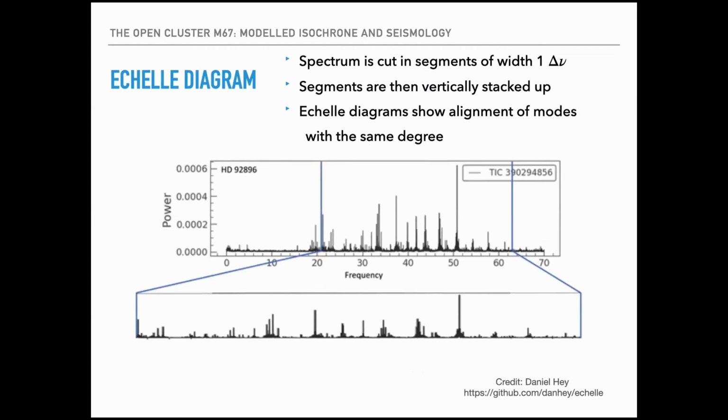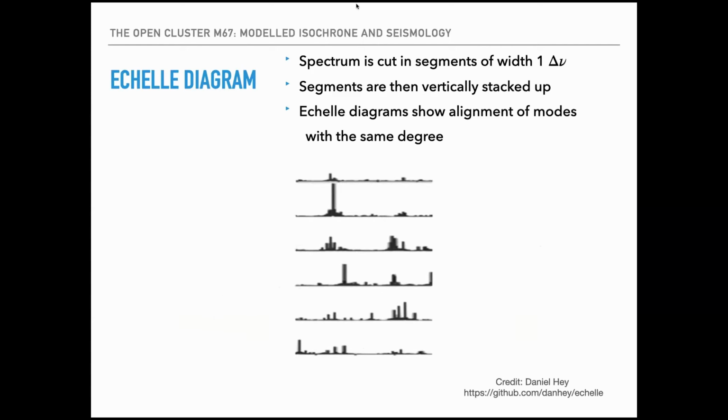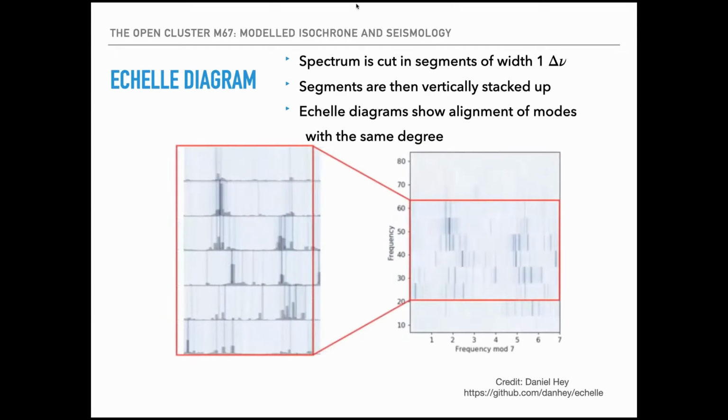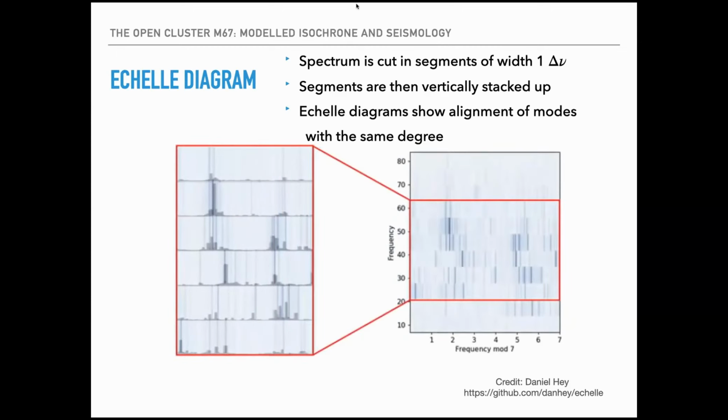is cut in segments of width 1 delta nu, and then we stack up those segments, and if we calculate well delta nu, the modes will align. So this animation will show this, so we're stacking up the segments, and we see the alignment of the modes, vertical alignment. So that is what we look for when we compare the models with our observations.